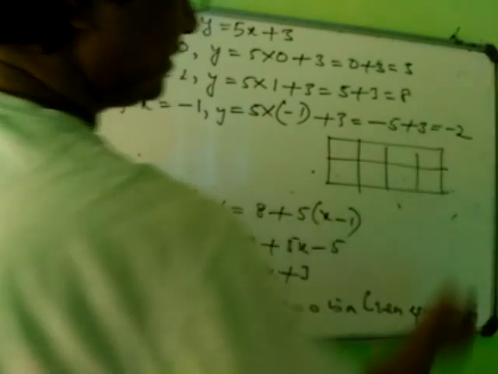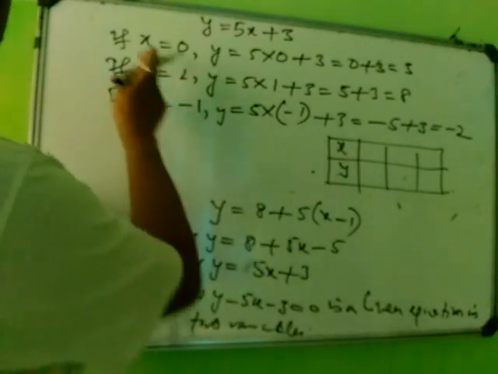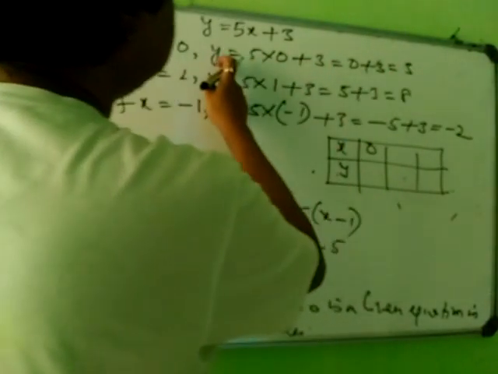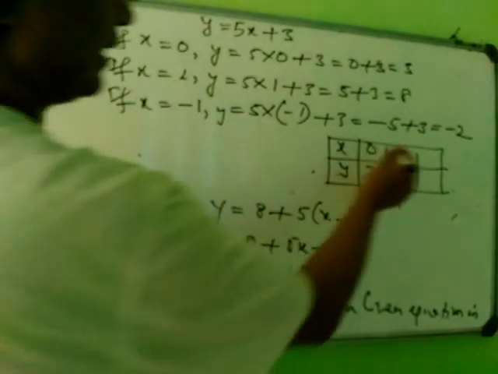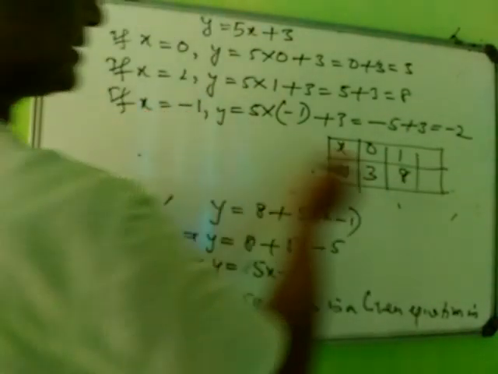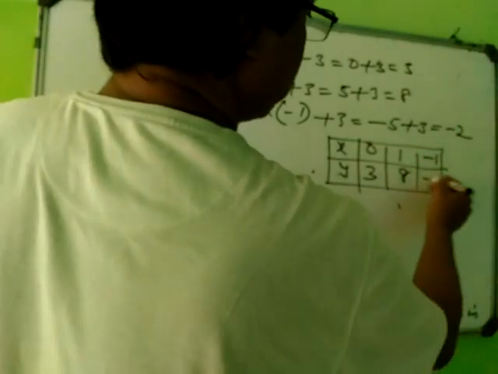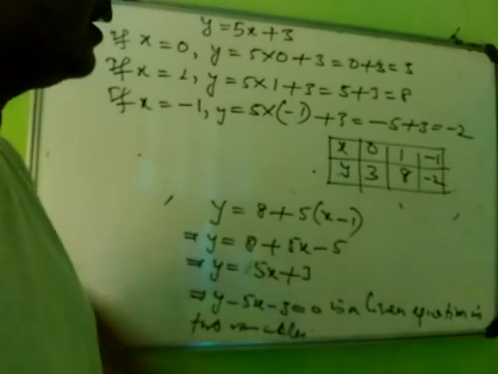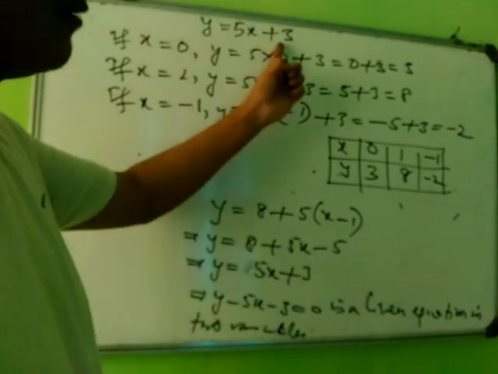So you have made the table. This will be x, this will be y. X is 0, the corresponding value of y is 3. X is 1, then y is 8. X is minus 1, y is minus 2. So by plotting these points and drawing the graph, you will get the required graph from this equation.